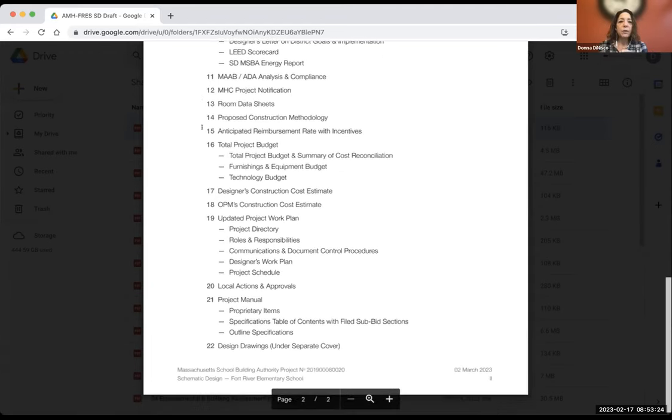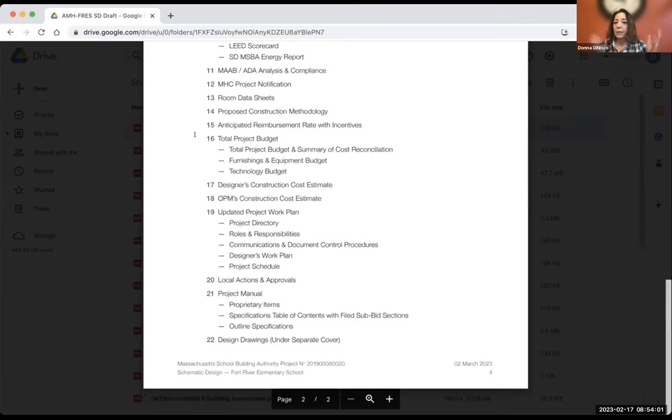The anticipated reimbursement rate with incentives, this is the document that MSBA provides the district that says here are your base, this is your base reimbursement rate with what we understand to date are your incentives. What it doesn't include is the sustainability 2% because they don't have the document that says where we're going to be at this level, right? We're submitting it with this. So this 2% will be added to the project scope and budget. Margaret can get into that.